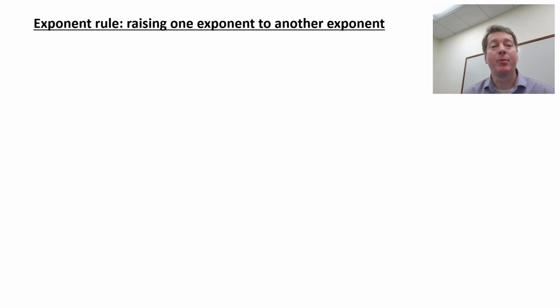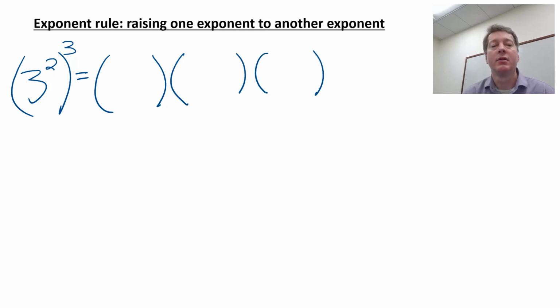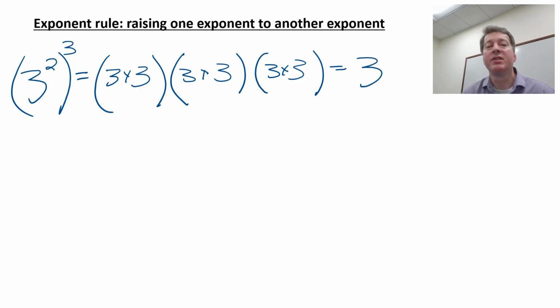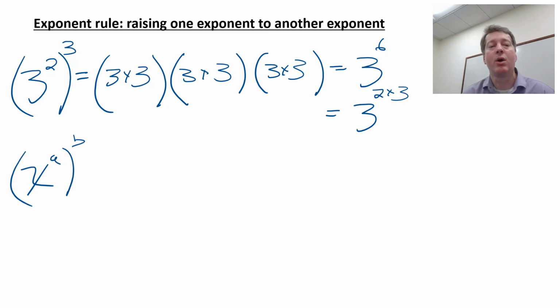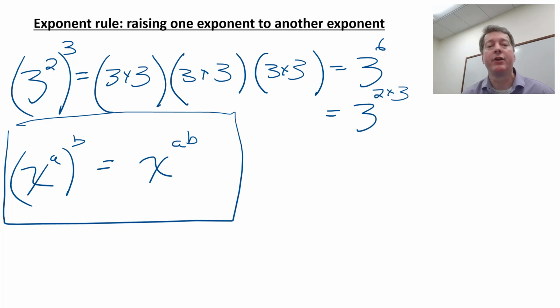Let's talk about raising an exponent to another exponent. Suppose I had 3 squared cubed. So that's what? That's the same as 3 squared times itself 3 times. So 3 times 3 times 3 times 3 times 3 times 3. Well, that is what? That is 3 times itself 6 times. That's 3 to the 6th. It is 3 to the, not 2 plus 3, but 2 times 3. So as a general rule, x to the a raised to the power of b, you multiply the exponents. X to the a times b, x to the ab. Very important rule to remember for a standardized test.